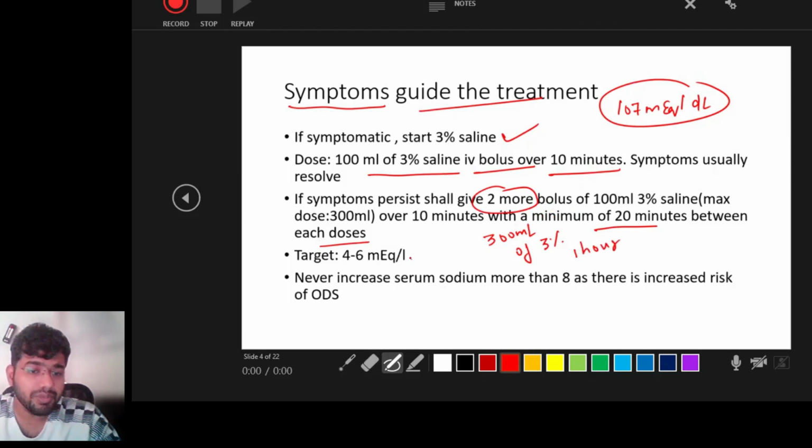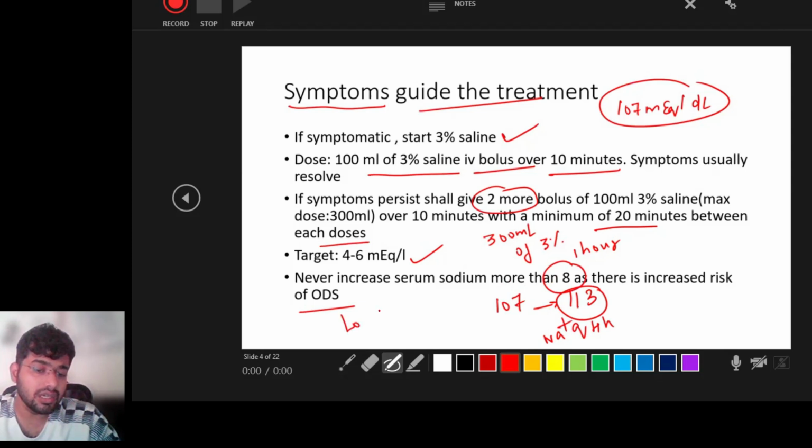The target should be around 4 to 6 milliequivalents per liter, which means the rise in the sodium level should be only around 4 to 6, so from 107 the sodium should be increased up to a maximum of 113. That should be our target, and sodium should be repeated every 4th hourly, and never increase sodium by more than 8, as there is increased risk of a syndrome called osmotic demyelination syndrome, also called locked-in syndrome.